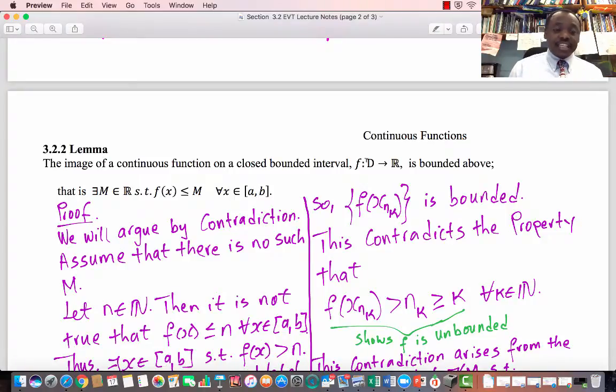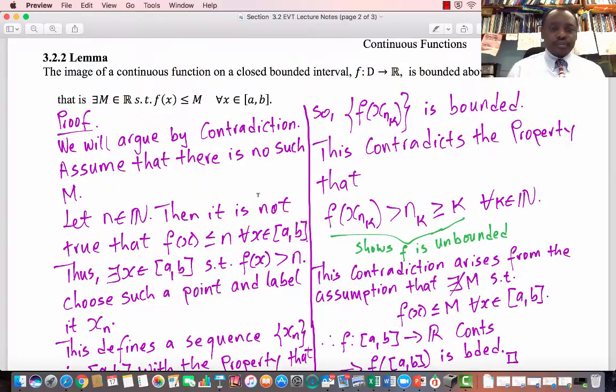So what we are saying is there exists a real number m such that f of x is less than or equal to m for every x in the closed bounded interval [a, b]. Let's go ahead and prove this lemma because we would need it in our proof of the extreme value theorem. Proof. We argue by contradiction. So we assume there is no such m such that f of x is less than or equal to m for every x in [a, b].